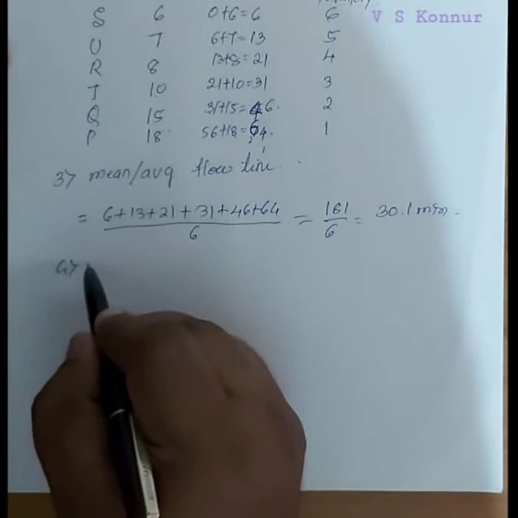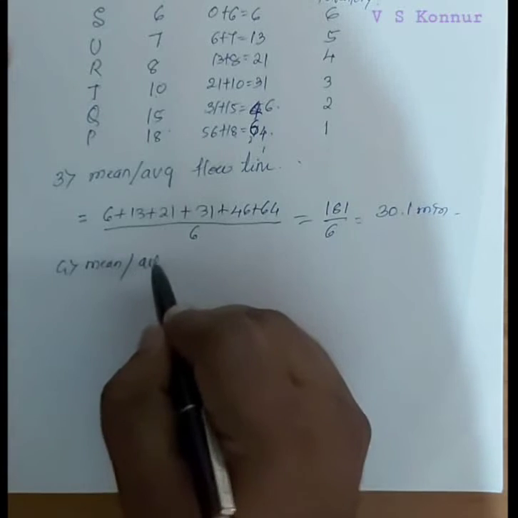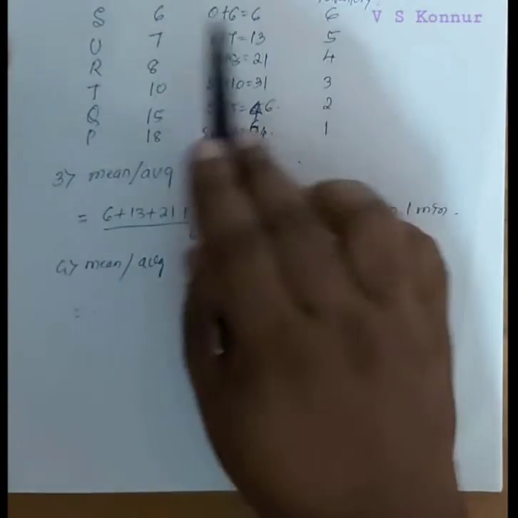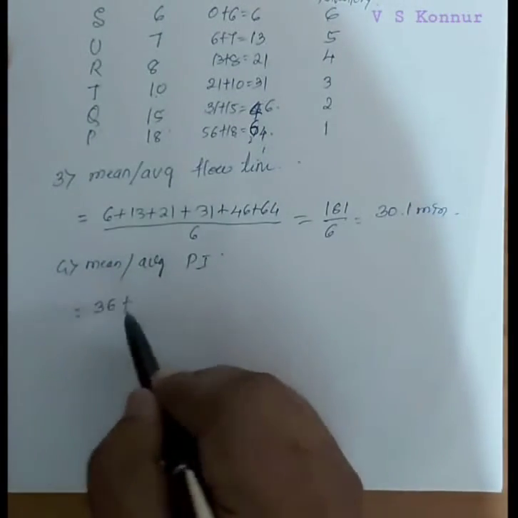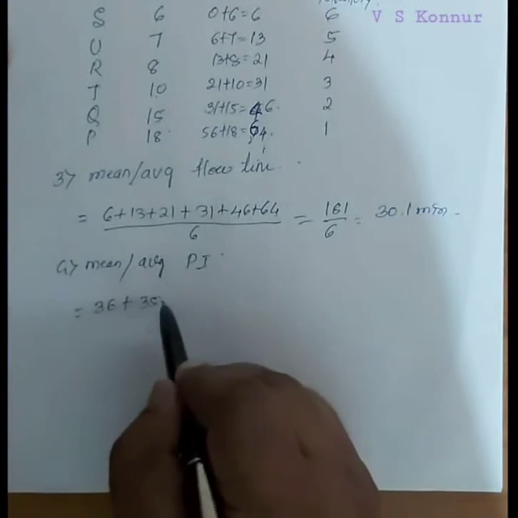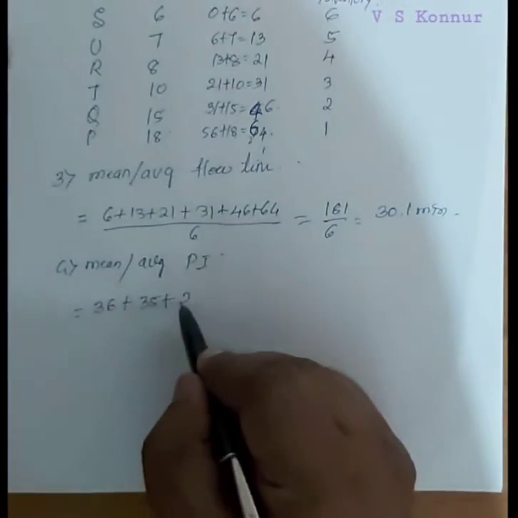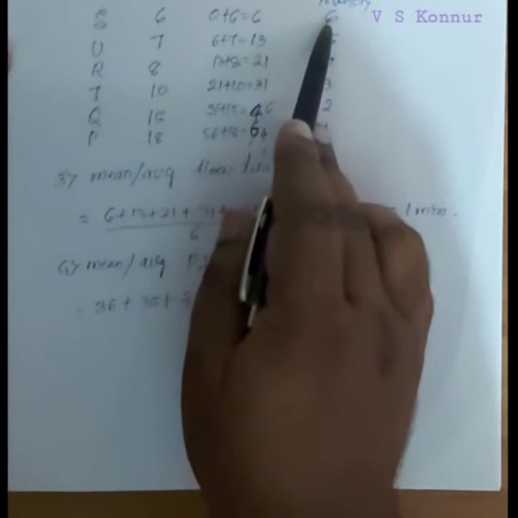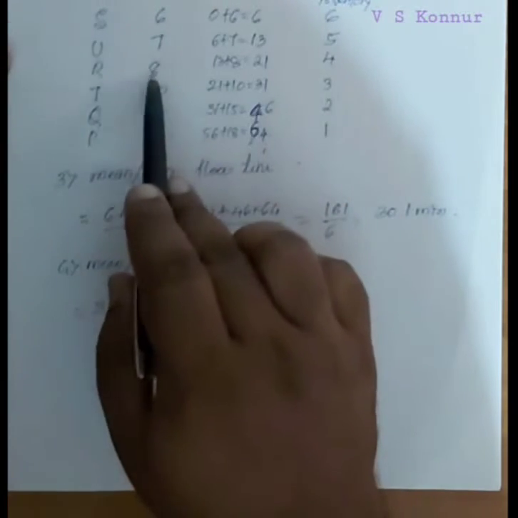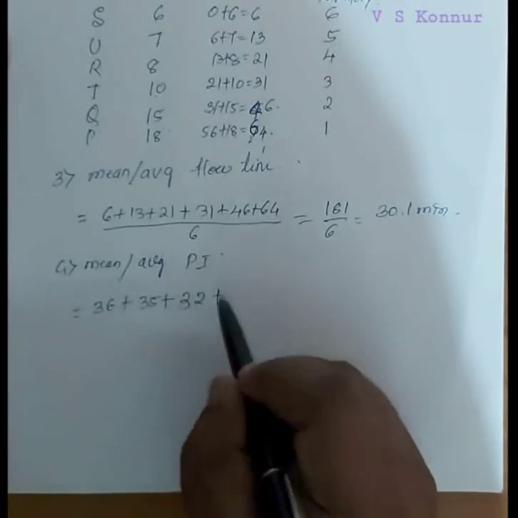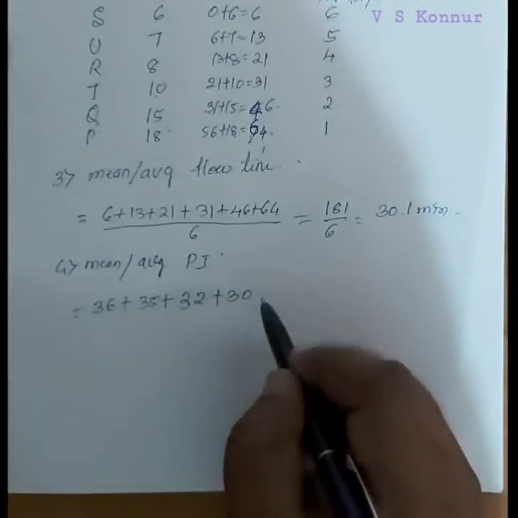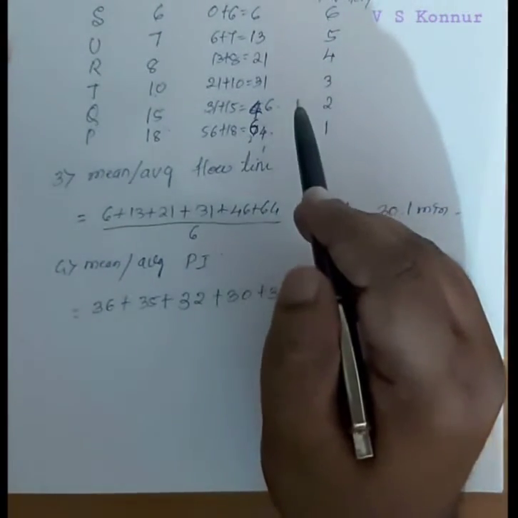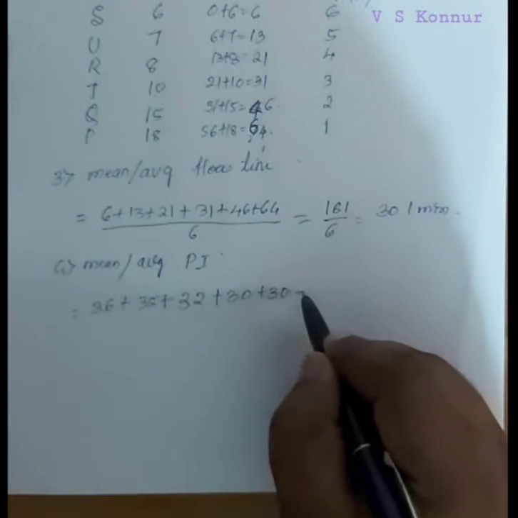Then we will calculate process inventory. Process inventory is equal to 6 into 6, 36, plus 5 into 7, 35, plus 8 into 4, 32, plus 10 into 3, 30, 15 into 2, 30, next 18 into 1, 18.